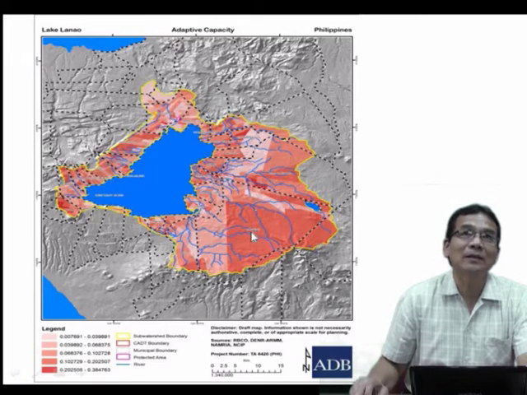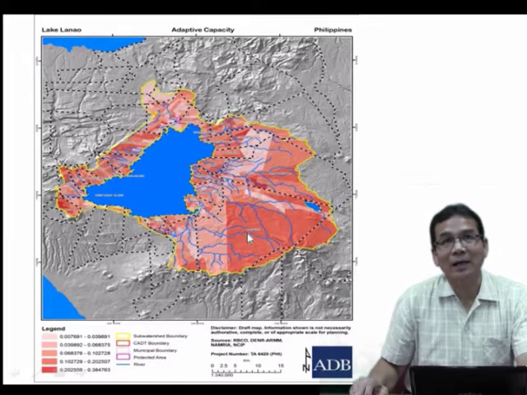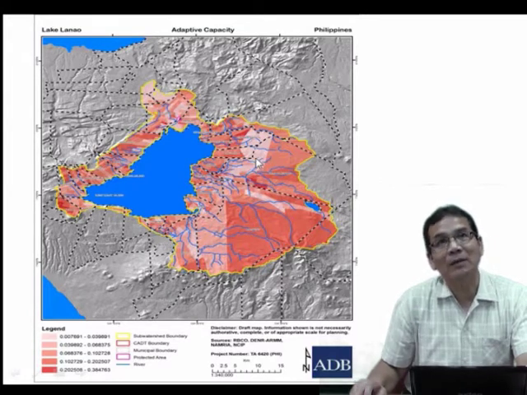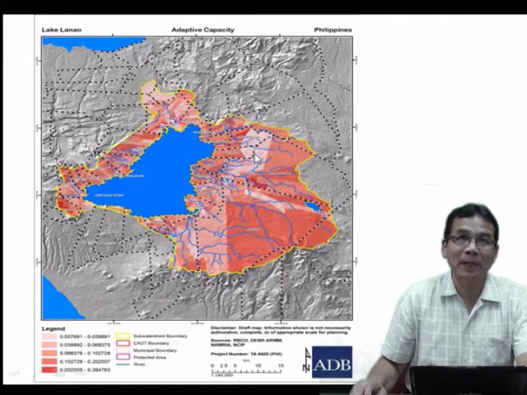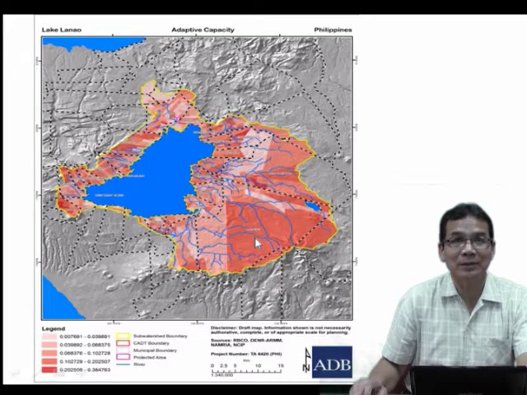The darker colored areas represent areas of high adaptive capacity, while the lightly colored areas are the areas that are supposed to have low adaptive capacity, meaning to say they are expected not to adapt as well as those areas with high adaptive capacity, which are coded in dark colors.